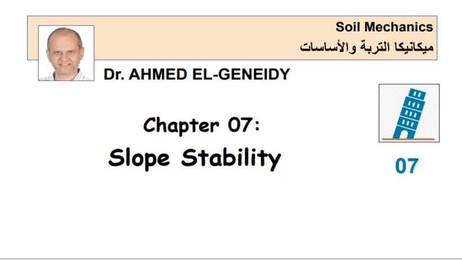In today's lecture, we are going to study chapter 7, which is called slope stability. Slope stability, from the name, it is a slope. What is a slope? A slope is a ramp connecting between two lands with different levels. One high level, one low level. So if I make a slope in between, then this ramp will be a slope.